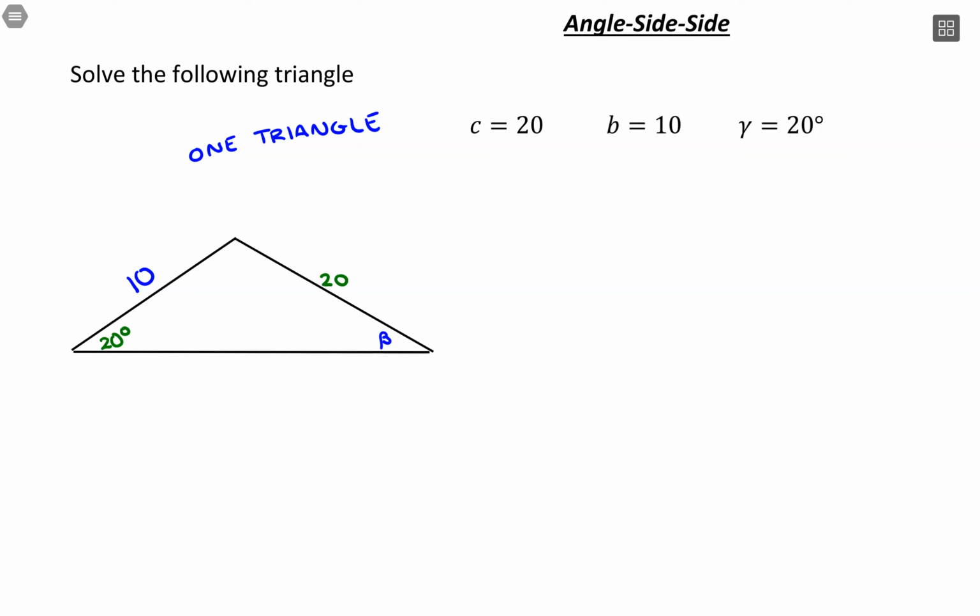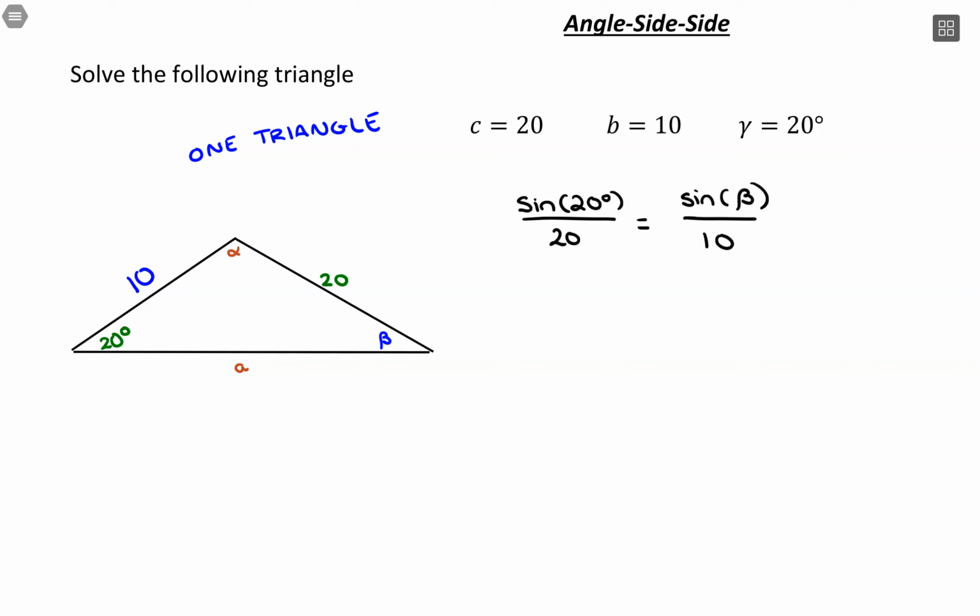So what's missing? We're missing beta, we're missing alpha, and we're missing side length a. So we want to find all of those pieces to fill in the blanks. In terms of law of sines, we have that pairing right there. So I know that sine of 20 degrees over 20 is equal to, and then I want to go to my next pairing where I have at least one piece of information. Here I know what 10 is, but I don't know what beta is. So I'm going to do sine of my unknown beta over 10. And then we're going to solve.